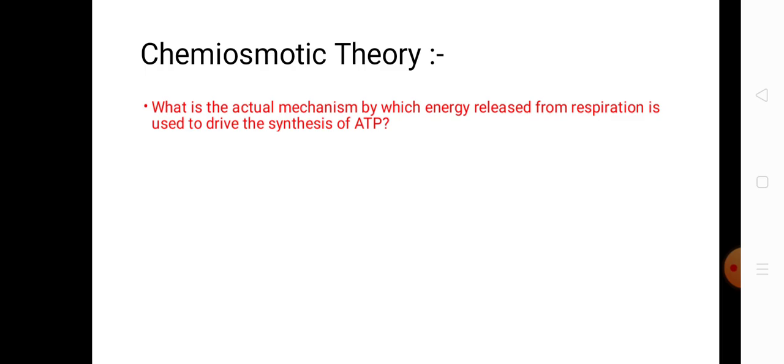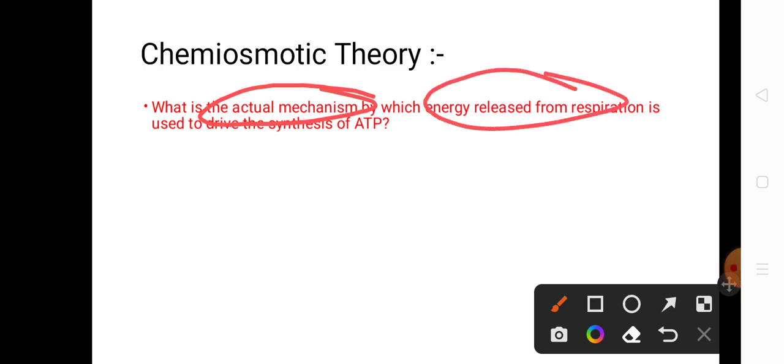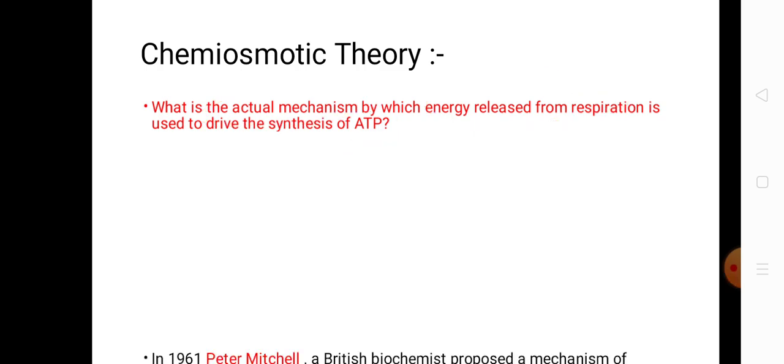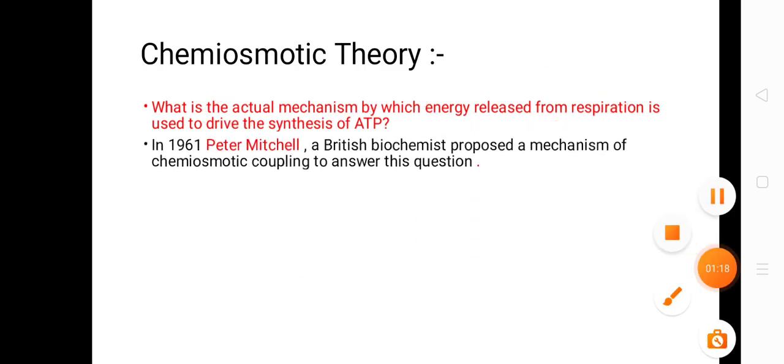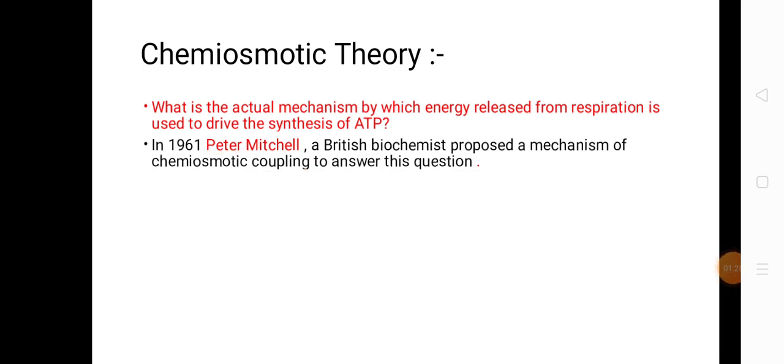So what is the question? Here we will try to find out the actual mechanism by which energy released from respiration is used for the formation of ATP. In the year 1961, Peter Mitchell proposed a mechanism called chemiosmotic coupling to answer this question.